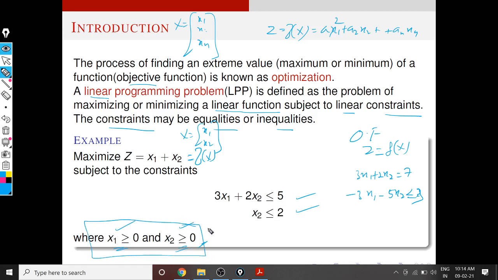constraints are normally called non-negative restrictions. Some problems have this restriction, that variables should be non-negative. Sometimes there is no restriction on variables, they may be negative, it is possible, but normally in LPP the variables are positive. They are called non-negative restrictions. So this is an example of an LPP. You got it?